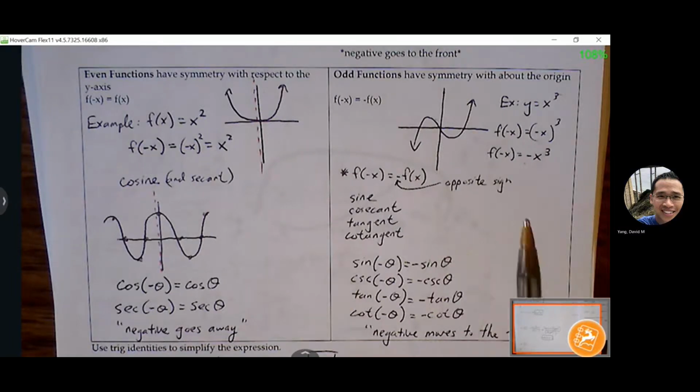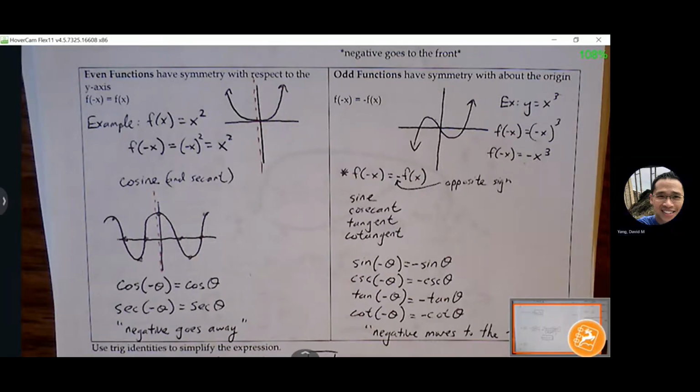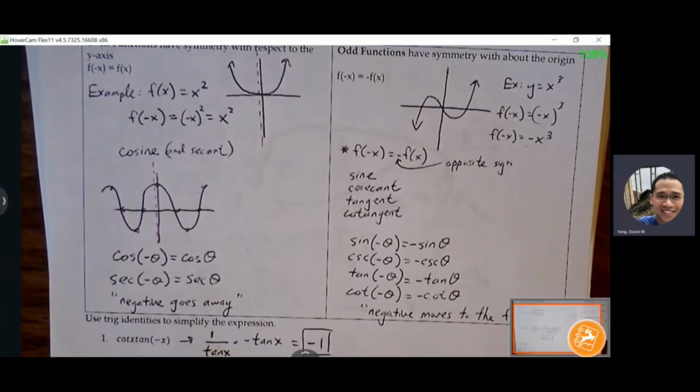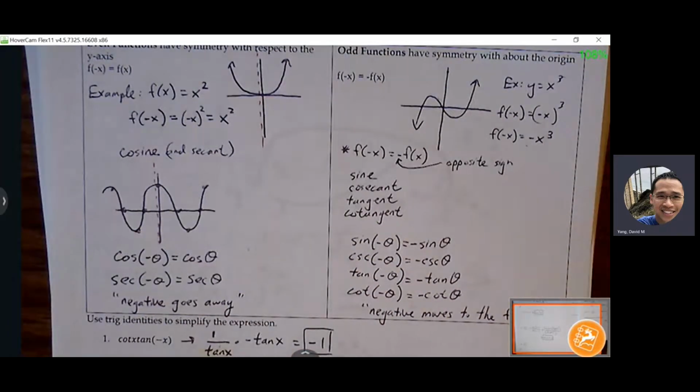We have two trig functions that fall under this even function category, and those are cosine and secant. The special property with cosine and secant: this is the cosine graph. You can visually see how, if you fold the cosine graph over the y-axis, they overlap each other. And secant is the same way, because secant is based off of the cosine.